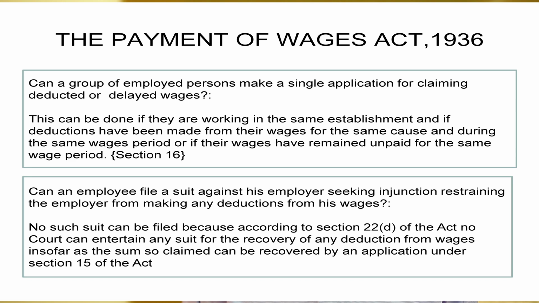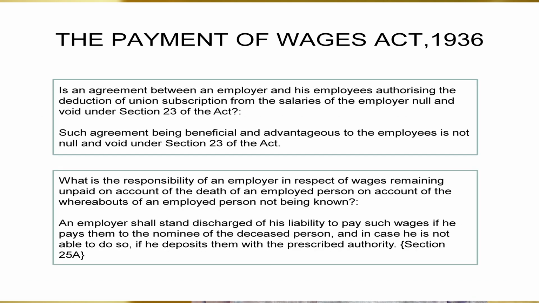Now, can an employee file a suit against the employer seeking an injunction against making deductions from his wages? Can he do that? No, because civil courts are totally barred from interfering under this Payment of Wages Act. He can go only to the authority, no other court. So the civil court has no jurisdiction. He cannot file any case for an injunction for this purpose. An agreement between an employer and employee authorizing deduction of union subscription is quite possible and valid, because it is a beneficial advantage to the employees and is not null and void under Section 23 of the Act. It is permitted.